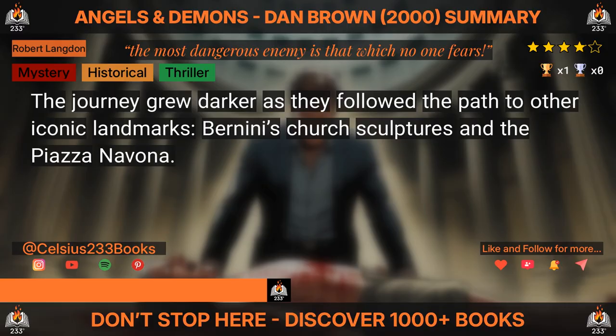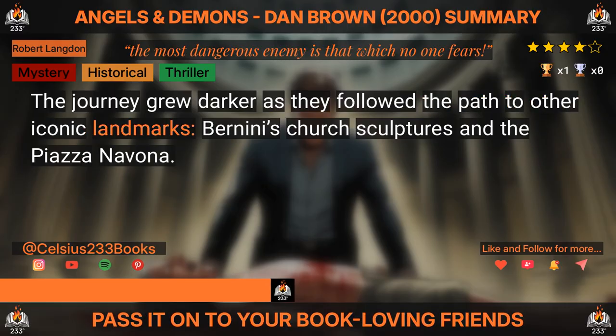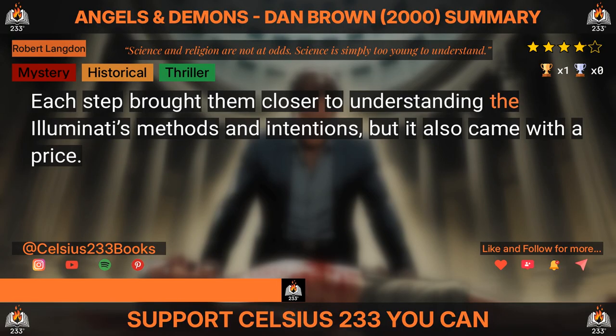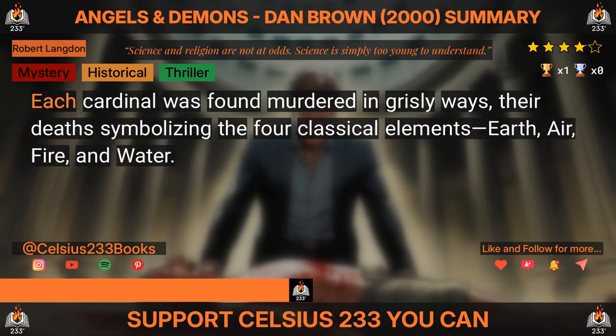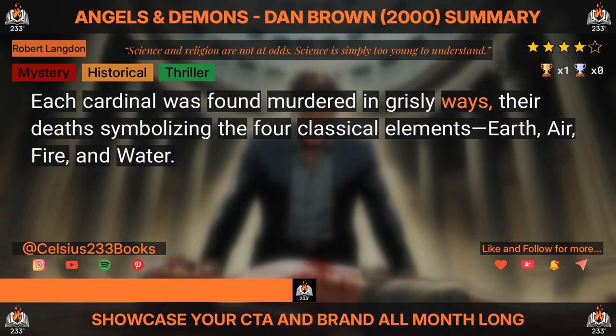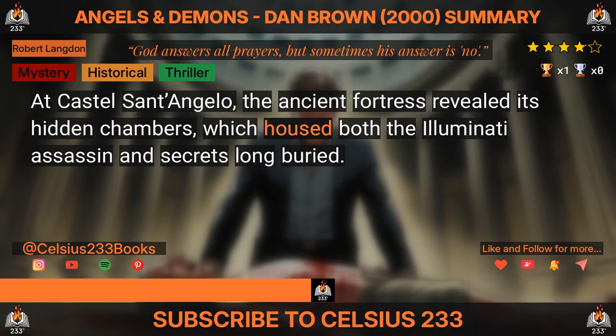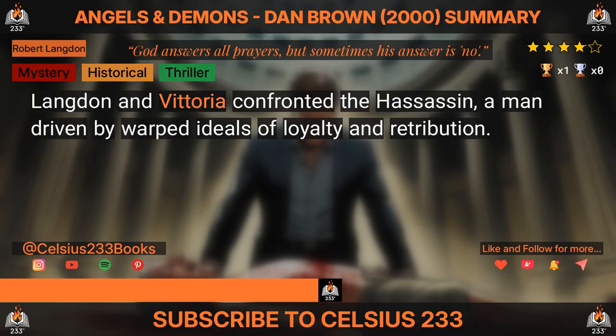The journey grew darker as they followed the path to other iconic landmarks, Bernini's church sculptures and the Piazza Navona. Each step brought them closer to understanding the Illuminati's methods and intentions, but it also came with a price. Each cardinal was found murdered in grisly ways, their deaths symbolizing the 4 classical elements: earth, air, fire, and water. At Castel Sant'Angelo, the ancient fortress revealed its hidden chambers, which housed both the Illuminati assassin and secrets long buried.